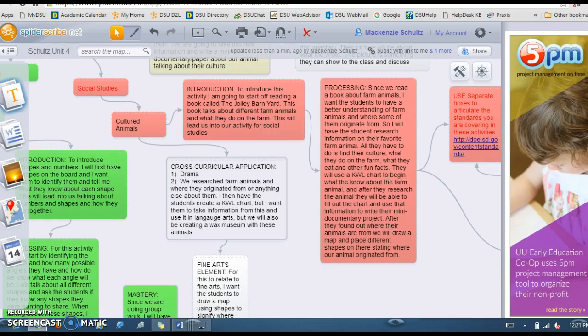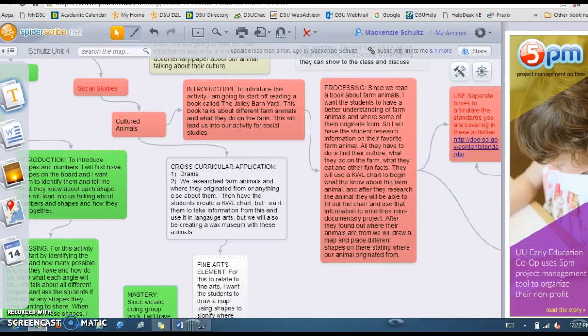So we'll do some research on their favorite farm animal. Each student will pick a farm animal they like, and we'll do some research about their culture, what they do on the farm, what they eat, and other fun facts about that animal they picked. And then we're going to compile all of our information into a KWL chart: what we know, what we want to know, and what we learned.